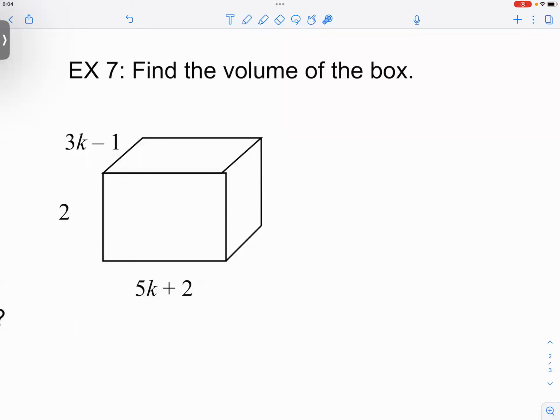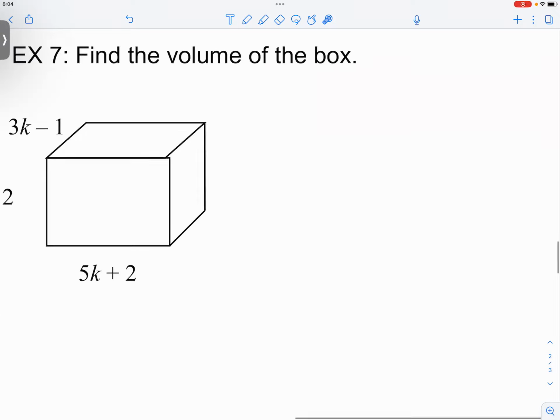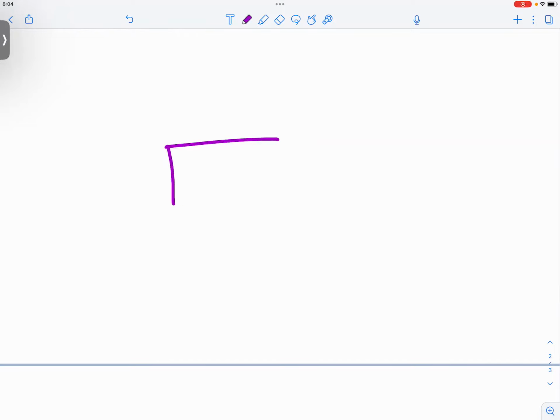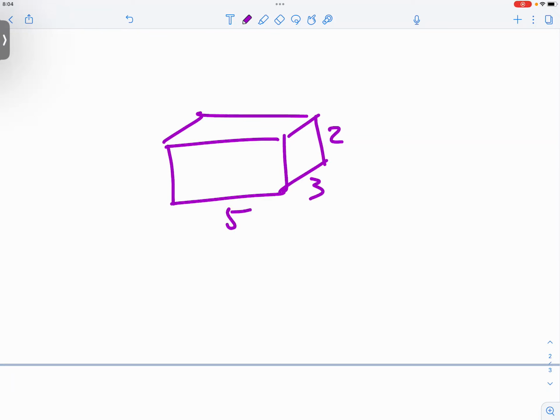All right. Now, the final two problems are very straightforward, okay? It's just that the presentation is a little bit different. Now, for example, if I give you a box, then I say this is 2, this is 3, and this is 5. And I ask, can you find out the volume?